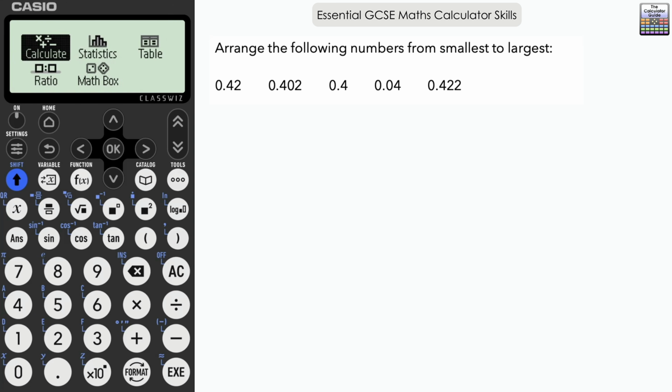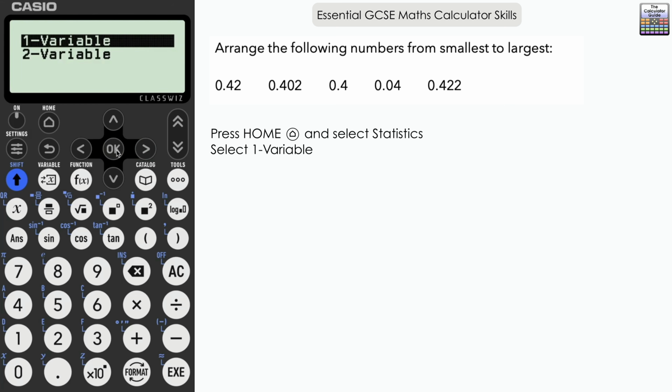First question here, arrange the following numbers from smallest to largest, and we have the numbers here. And once again, maybe you are able to do this without the calculator, but I'm just going to show you a method using the calculator that helps you sort these into ascending order. From the home page, go to statistics, and I'm going to select one variable because I've only got one set of numbers. If you have the frequency column on, that should automatically populate with 1, so let's just ignore it.